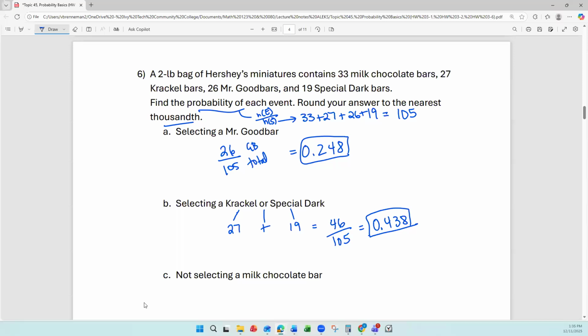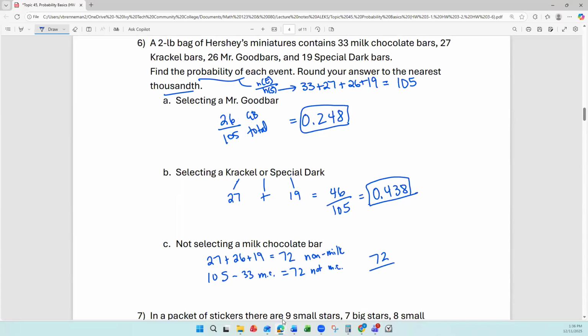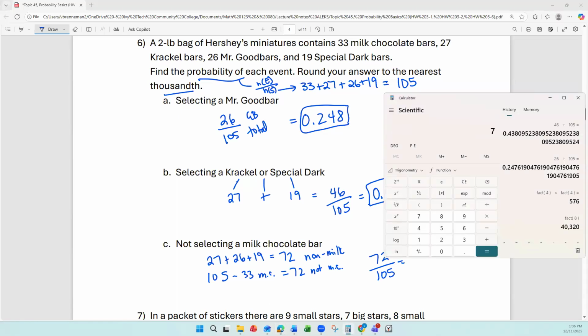Then not selecting a milk chocolate bar, again, you could add up the 27 plus 26 plus 19 and get 72 non-milk chocolate. Or you could do 105 minus the 33 milk chocolate to get the 72 not milk chocolate. Either way, 72 divided by 105, 0.686.